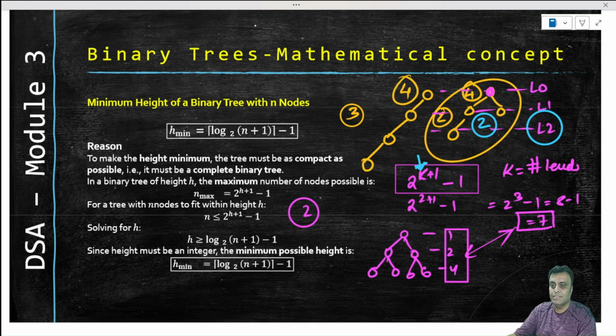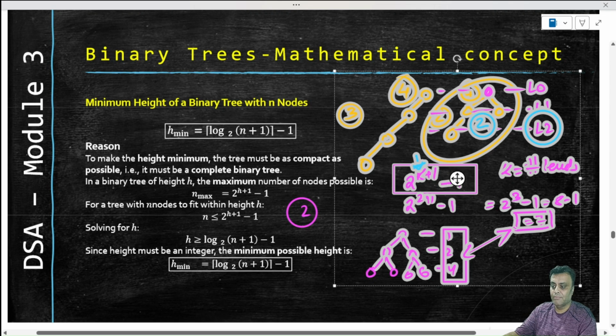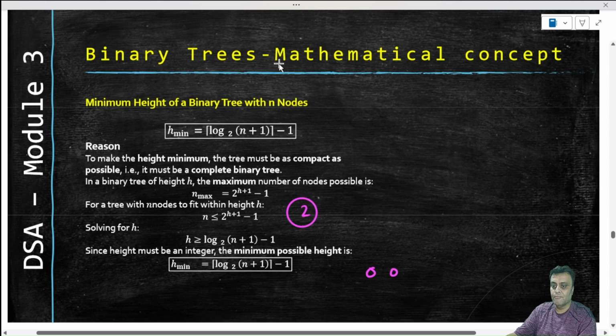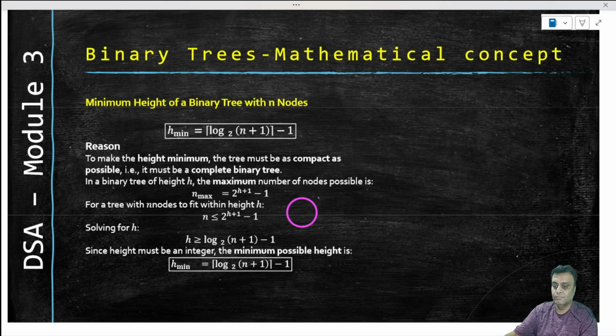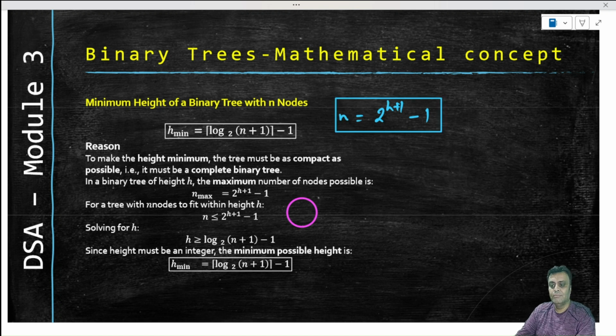So therefore, can I say that 2 to the power h plus 1 minus 1 is the total number of nodes, when h is the height of the tree? We have been asked to find the minimum height of the tree given n nodes, and I'm saying that given n nodes, the height will be something like this, right? If the height is something like this, then that is my maximum height. Therefore, that is my maximum n, the maximum number of nodes that we can produce.